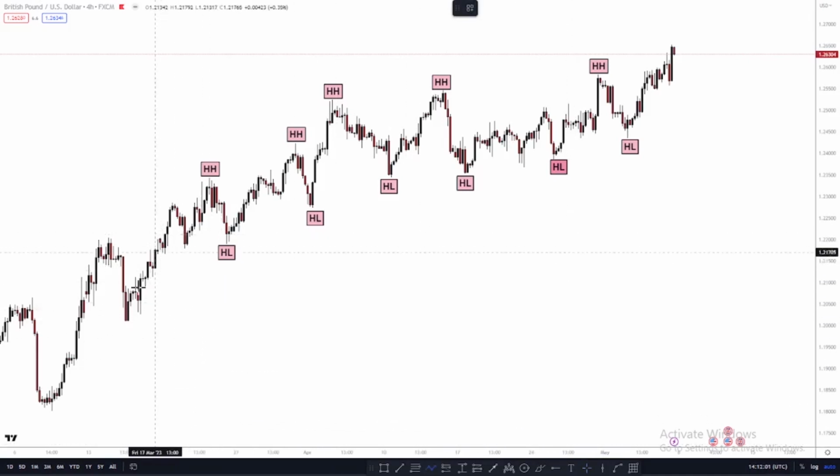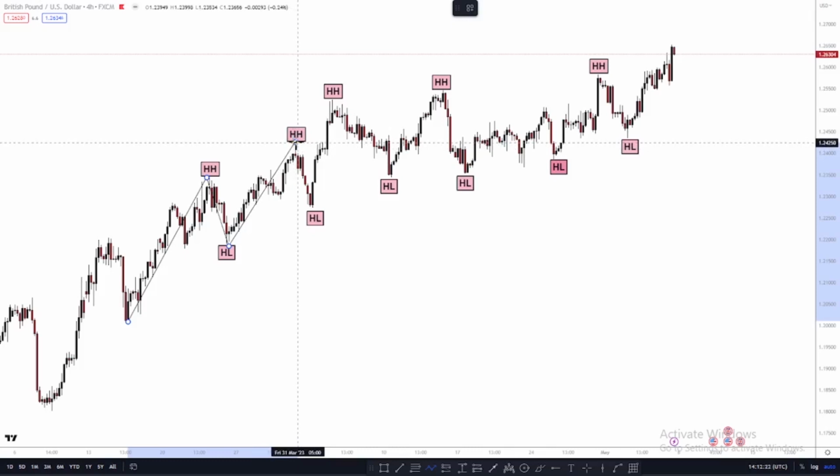Starting from the left, what do we have here? We have a higher high being created. Price came back down to create what? A higher low. After this higher low was created, what did price do next? It went back up to create a new higher high.